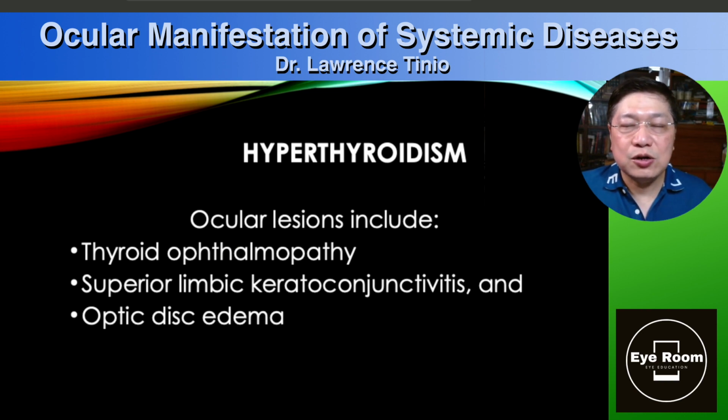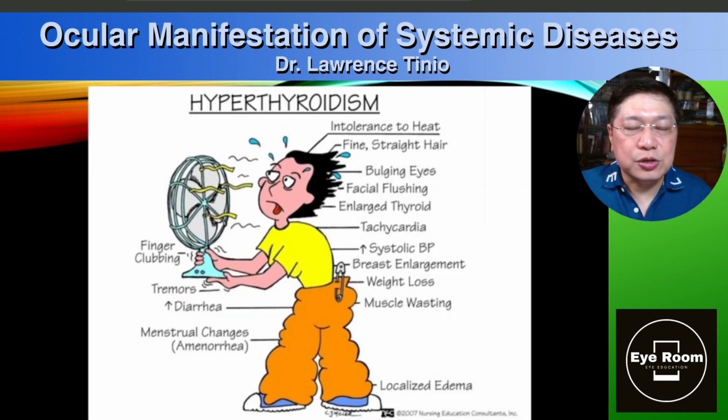Hyperthyroidism, again, is a common metabolic problem. Ocular lesions will include thyroid ophthalmopathy, superior limbic keratoconjunctivitis, and or optic disc edema. A lot of the symptoms in hyperthyroidism is basically your body's metabolism kicking up into high gear. You feel very, very hot. So if your surroundings are actually warmer, you feel extra hot.